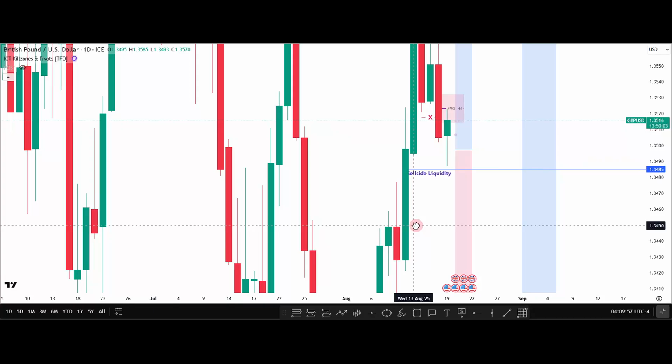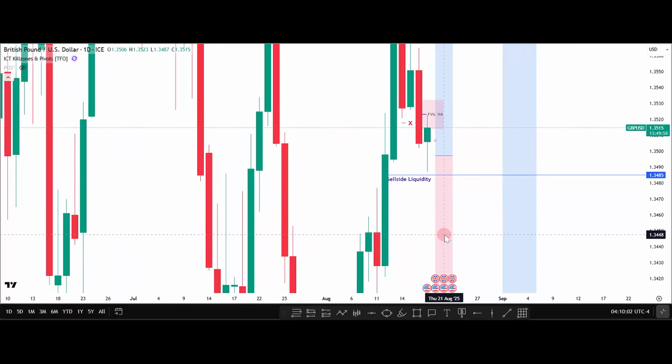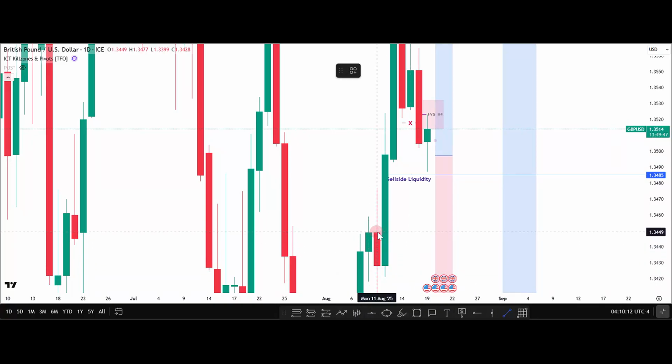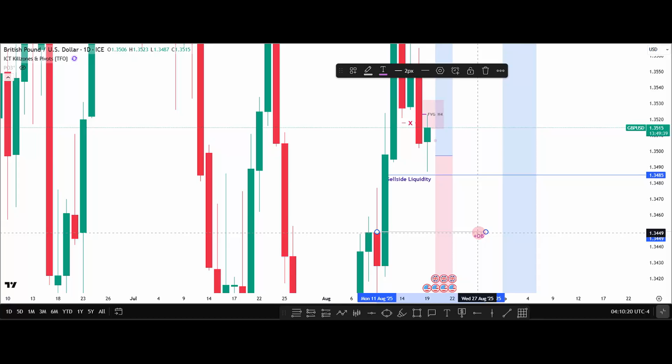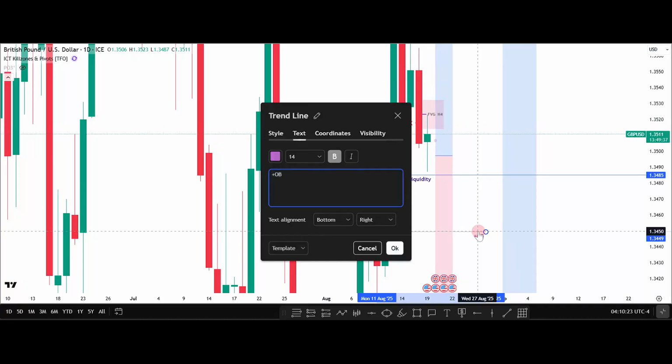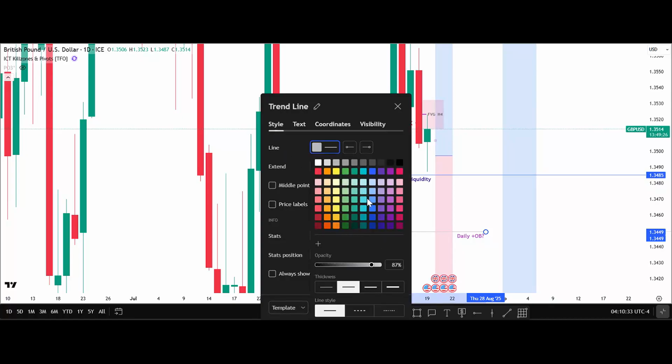Now my view has changed. You can see also on the daily. So let me draw the daily order block, because I still believe price is very bullish. It still has some bullish momentum, but it has to retrace.